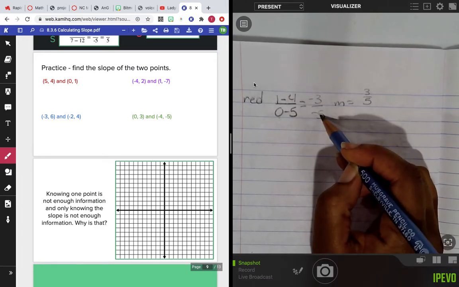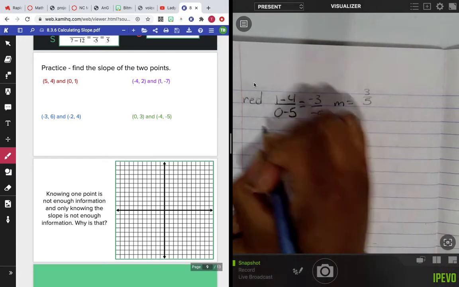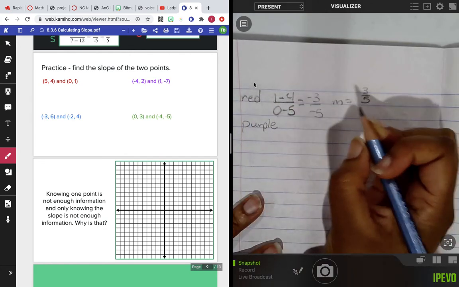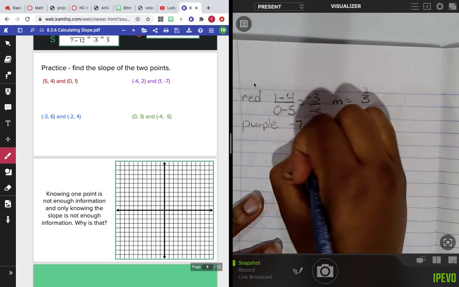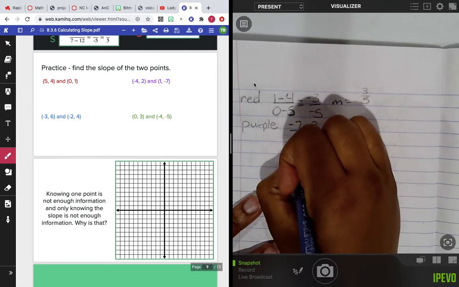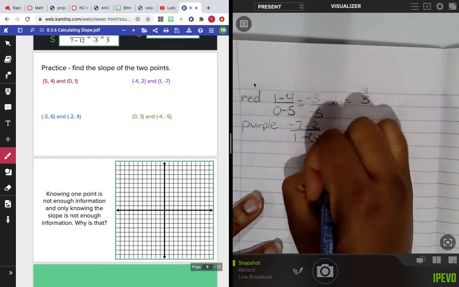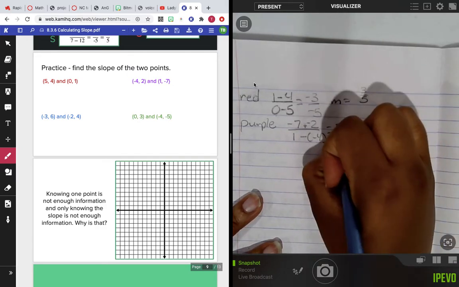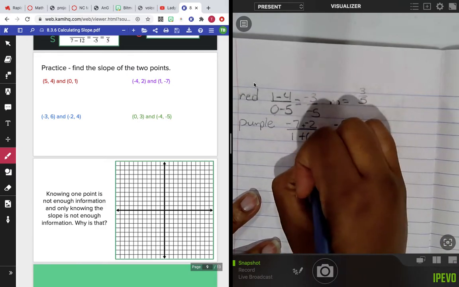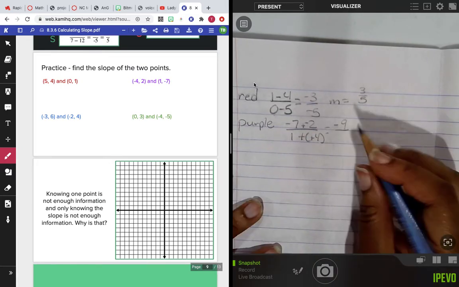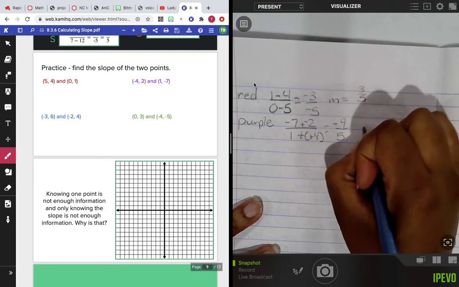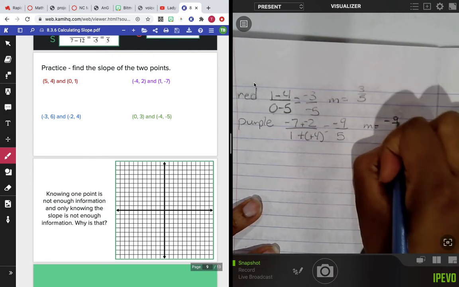Negative divided by negative gives me positive. So now let's look at our purple. I would do negative 7 minus 2 over 1 minus negative 4. Negative 7 minus 2 becomes negative 9. 1 minus negative 4 becomes a positive 5. So my slope here is negative 9/5.